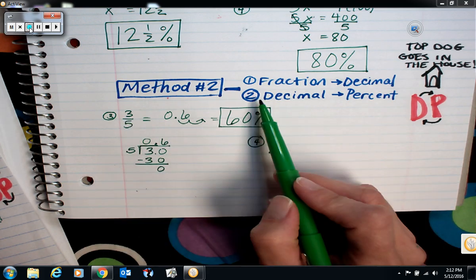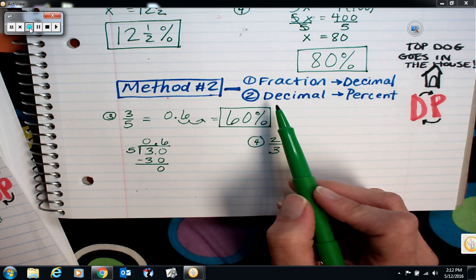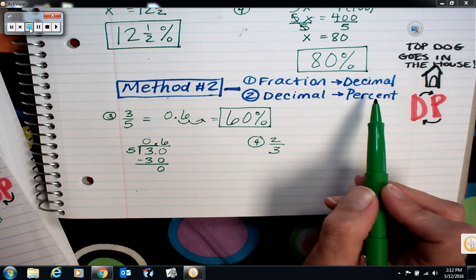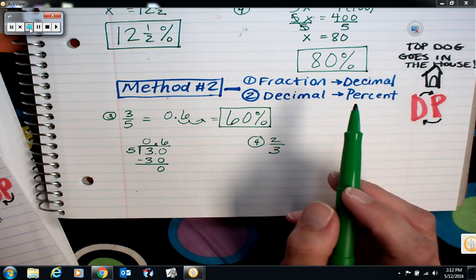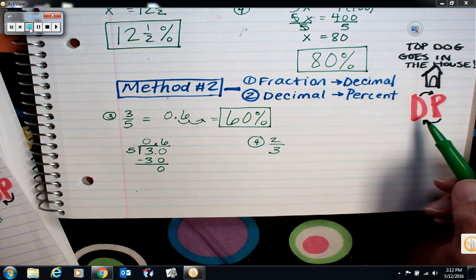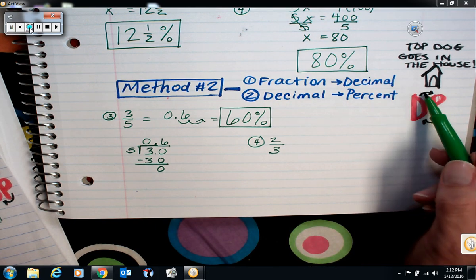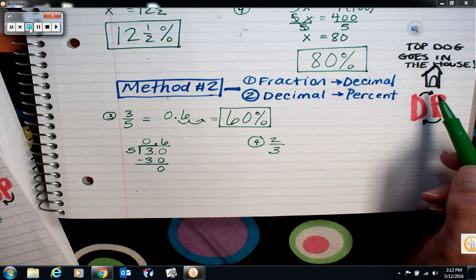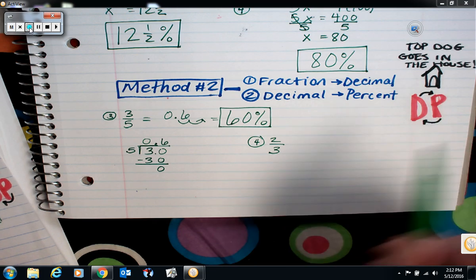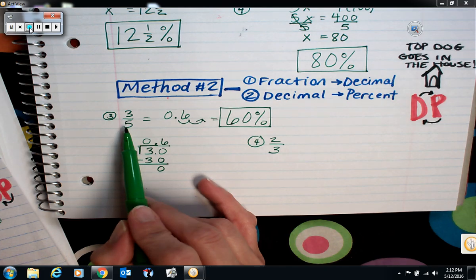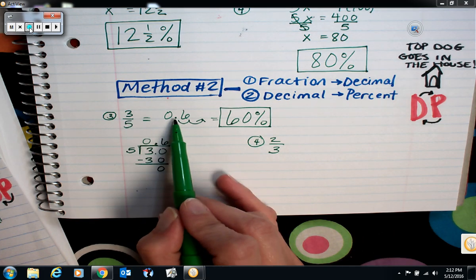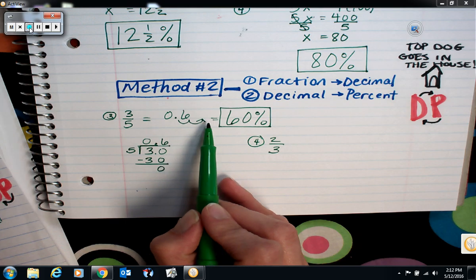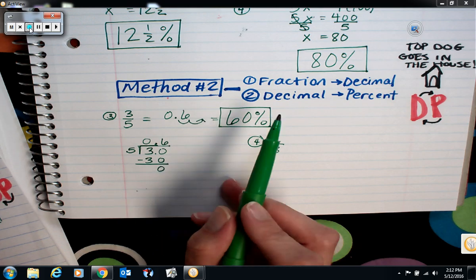Then, after I have a decimal, we learned earlier this week how to change a decimal to a percent. So we know that we need to multiply by 100 to change a decimal to a percent. We used our DP method for that. So decimal to percent, we move the arrow to the right. So we move our decimal to the right 2 places. So here we started with 3/5. We found 3/5 is equal to 6/10 as a decimal. And then I'm going to move my decimal 2 places to the right. And I know that 6/10 is equal to 60%.